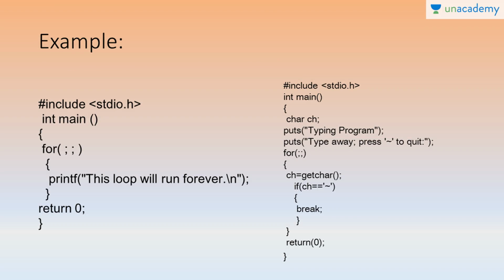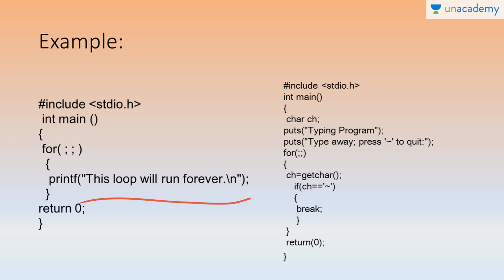So now we'll see an example here. So this is what an infinite loop looks like. Just with two semicolons in the for loop, this is an infinite loop. So printf, this loop will run forever. This is the statement. Since this is an infinite loop, it will never stop. So this loop will run forever, and the statement will keep on printing continuously. So to come out of the infinite loop, as I said before, you have to press Ctrl C or Ctrl Break in Turbo C.